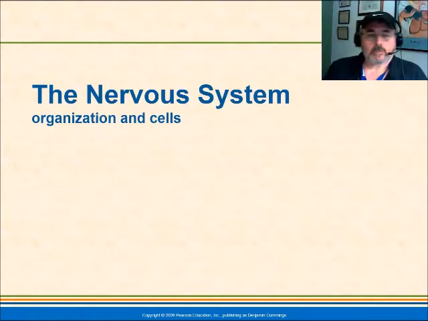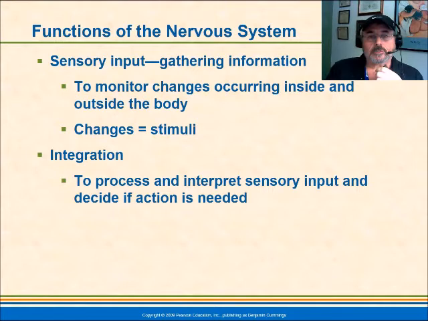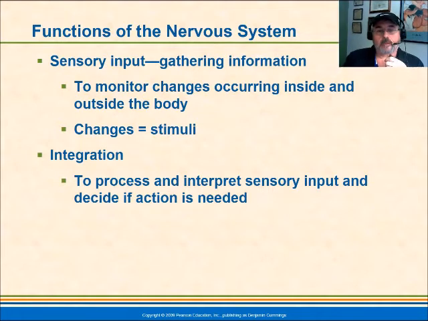Okay, so this presentation is about nervous system cells and organization, just of the nervous system in general. Looking at the nervous system and its general organization and the cells that are involved, we have several functions of the nervous system that we want to look at. First off, we have sensory input. In sensory input, we gather information, we monitor changes that occur both inside and outside the body, and the changes that we're looking at are referred to as stimuli.